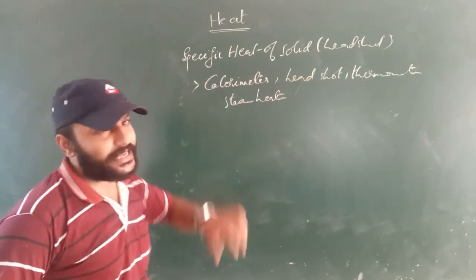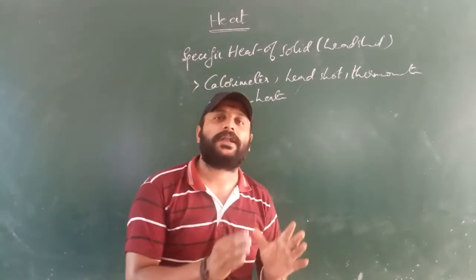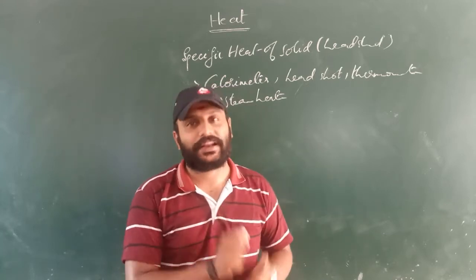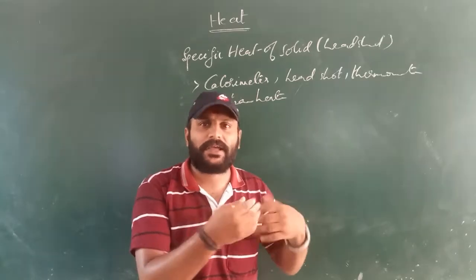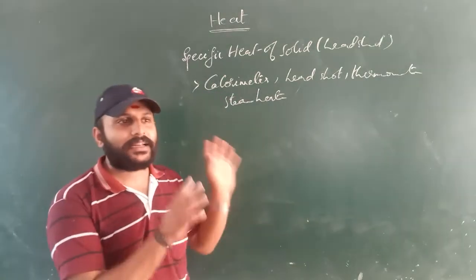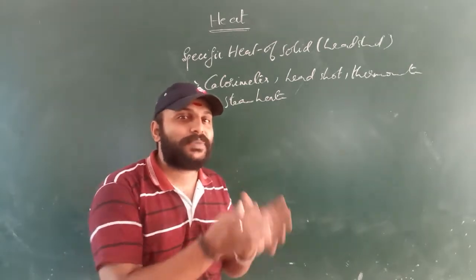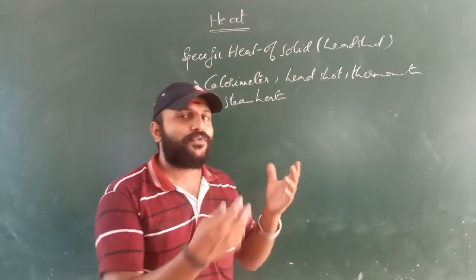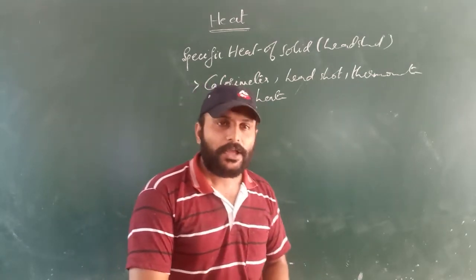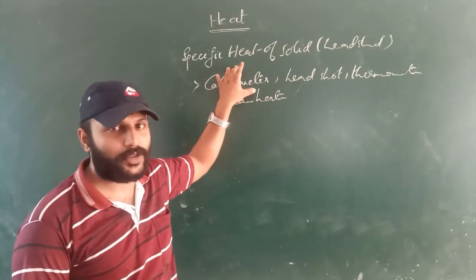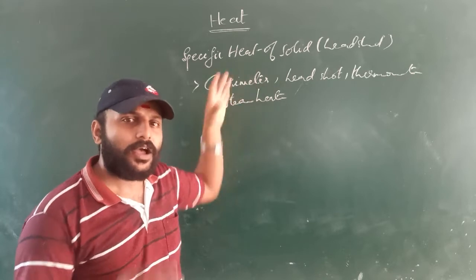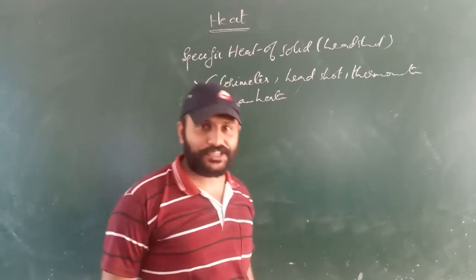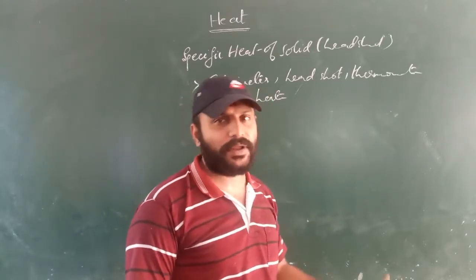The first thing, what is meant by calorimeter? Calorimeter is an instrument used for measuring the amount of heat developed during a reaction. It may be a physical reaction or a chemical reaction. That instrument will tell how much heat has been developed in that reaction. Or simply we can say that calorimeter is an instrument used to find the specific heat of a substance. Usually to find the specific heat of a substance we use a calorimeter.